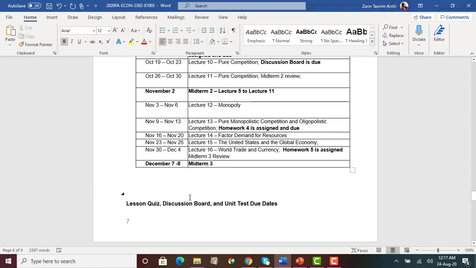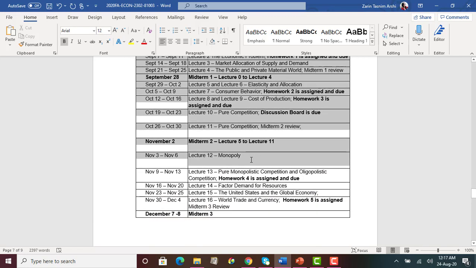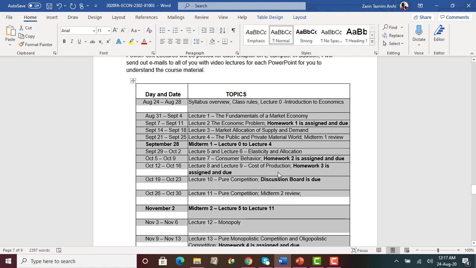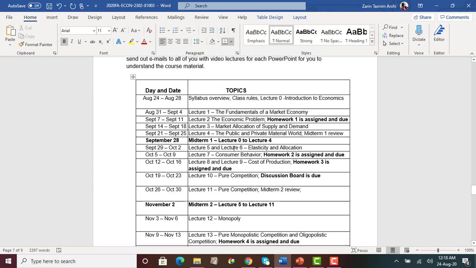Then again, this is normal verbiage, but when we go to page 7 and 8, that's very important. Page 7 basically gives the weekly schedule, okay, of what we are going to do every week from today to December 10th. So let's say August 24th to August 28th, which is this week, we are going to do the syllabus overview, class rules, and cover lecture 0. Okay, next week we will cover lecture 1. Then in week 3, which is September 7 to September 11, we will cover lecture 2, and we will assign homework 1, and that is also due in week 3.